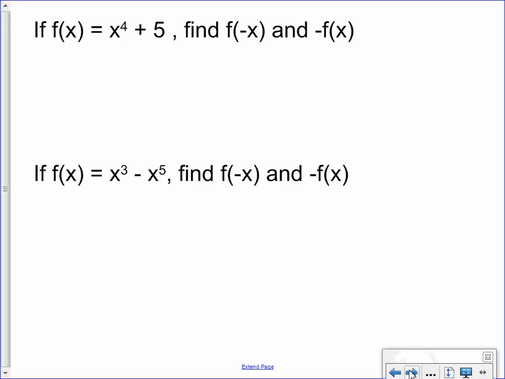Alright. All that means for the f of negative x is every time you see an x, just make it negative. That is x to the 4th.